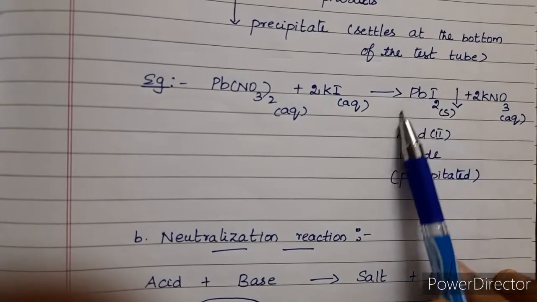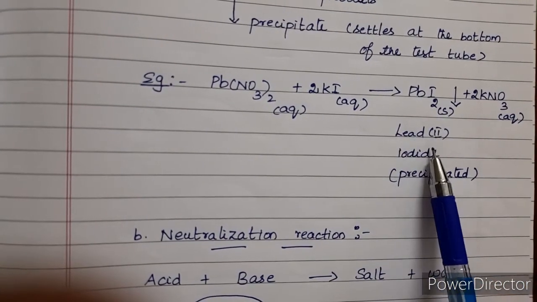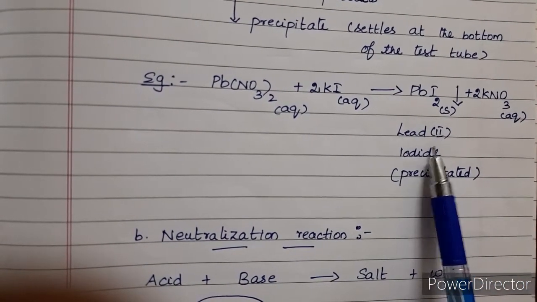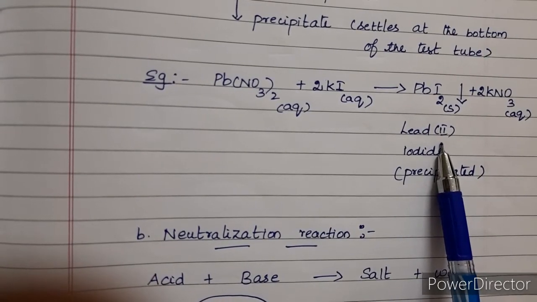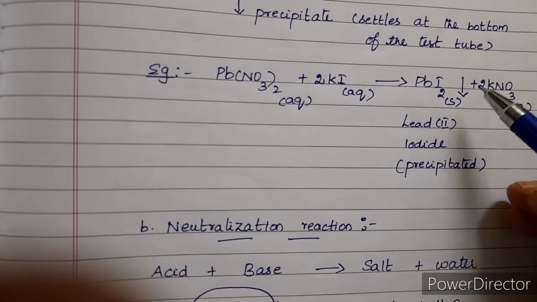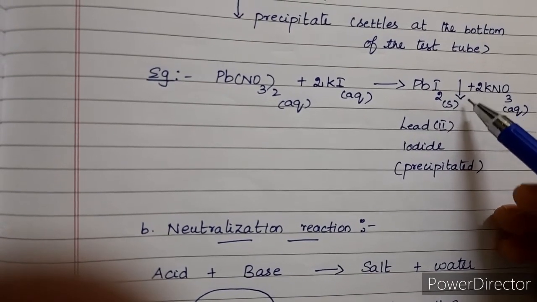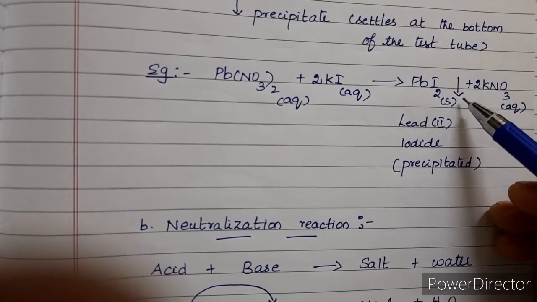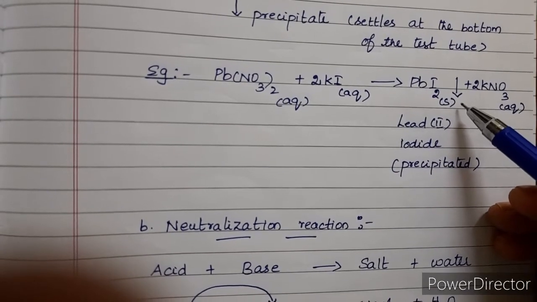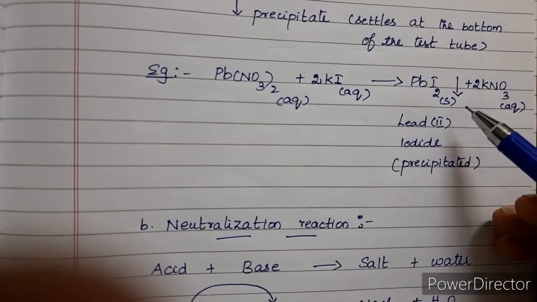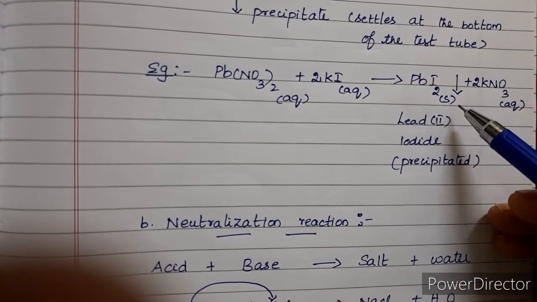So since the precipitation of the lead iodide takes place, this reaction is called a precipitation reaction, and the compound that is precipitated is indicated by a downward arrow mark, which indicates that it settles at the bottom of the test tube, right? It precipitates. So this is about the precipitation reaction.